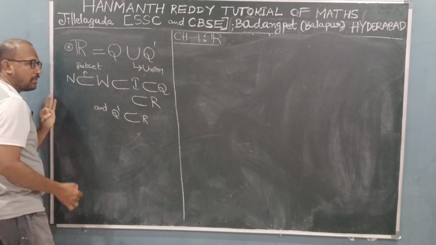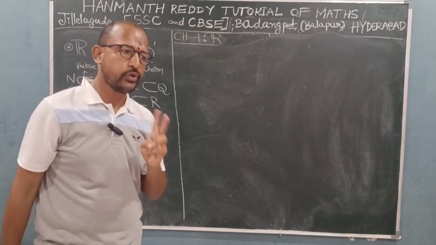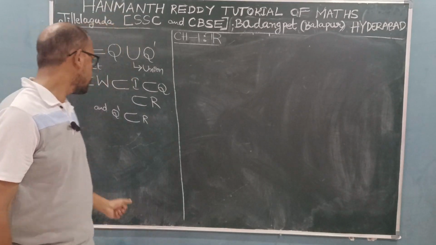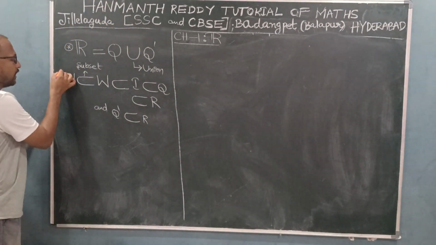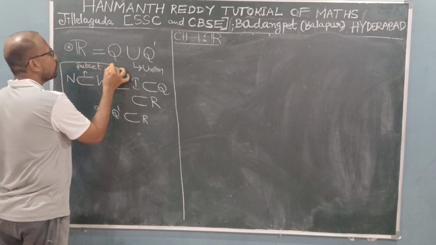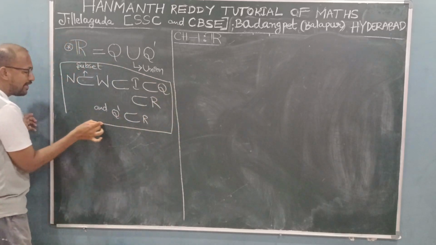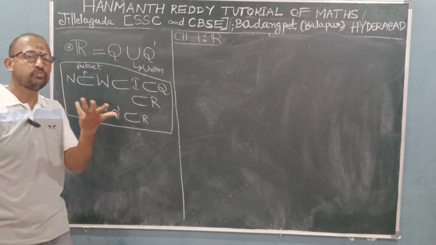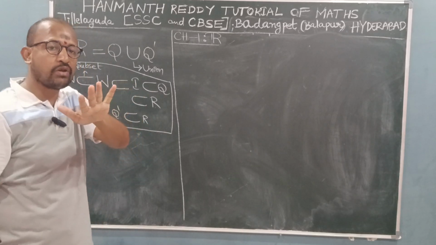Irrational numbers are denoted by three symbols: Q complement, Q dash, and S. Okay? So this is a very important property. They may ask you in objective 1-mark questions. Okay?